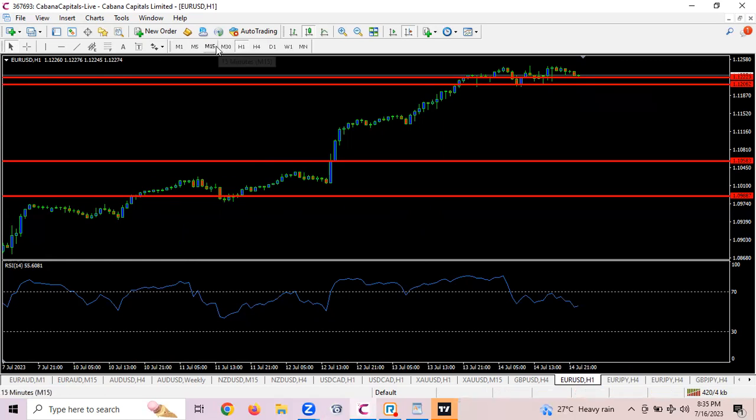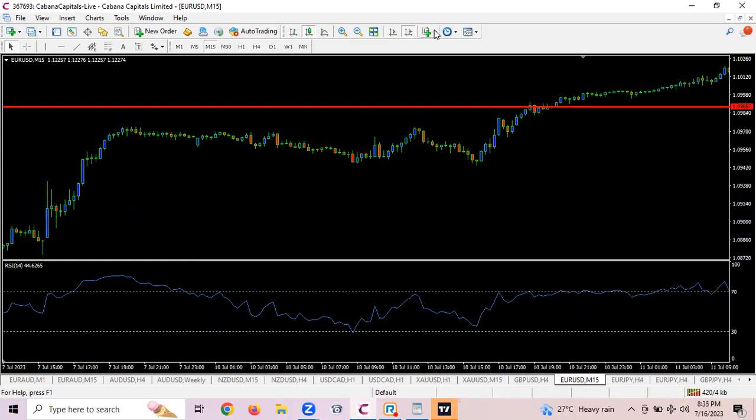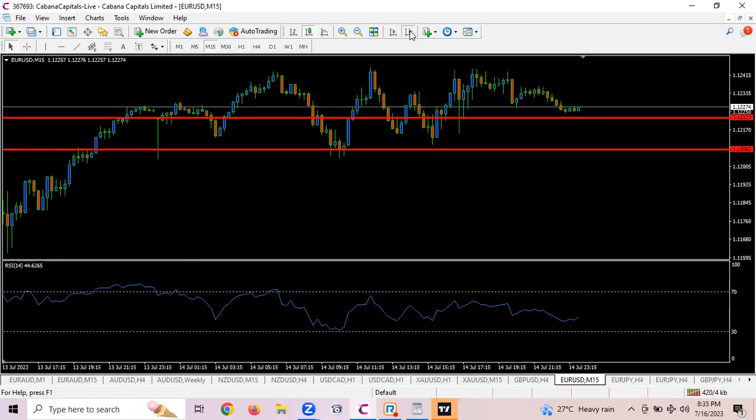Euro USD. Let's go to 15 minutes and see what we have on 15 minutes. Okay. Let's go to the next lower time frame, 5 minutes.